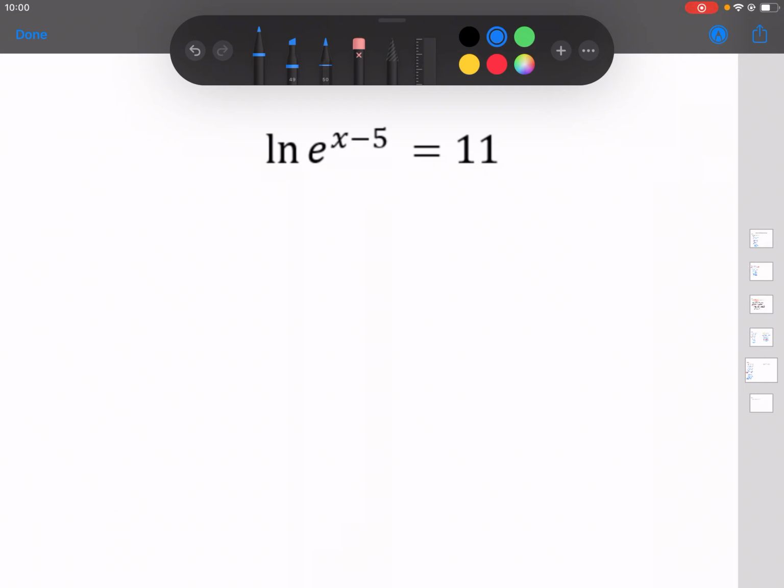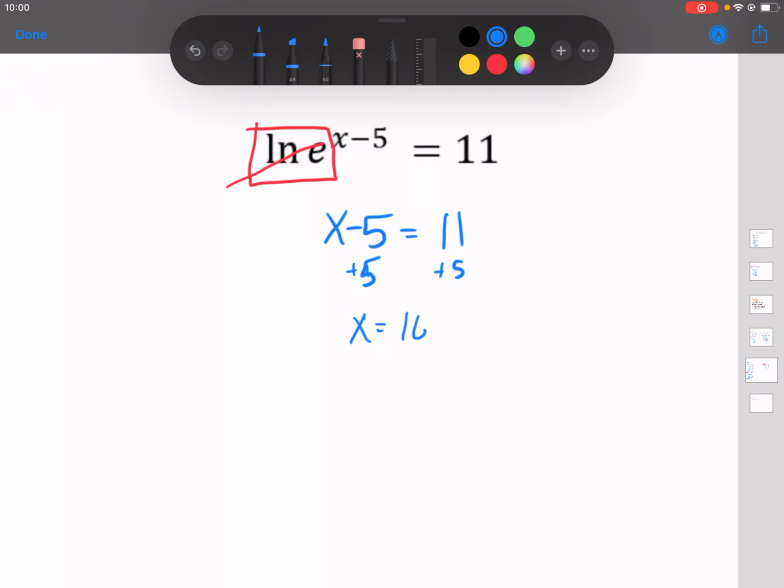Here is a logarithmic equation, but remember a natural log and base e are inverses. So this is actually just the same thing as saying x − 5 has to equal 11. So I'll add 5 to both sides. So x has to equal 16. And if you plug 16 into that log, you do get a positive answer, so we're good.